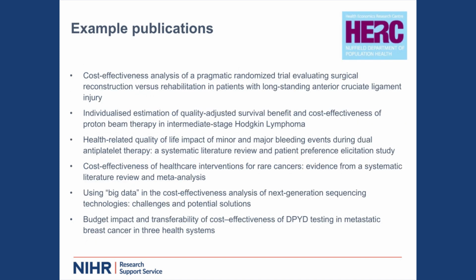So here's a few example publications from the Health Economics Research Centre, where I'm based at the University of Oxford. And again, you can see there's many ways that health economists might be contributing to research work. We've got a cost effectiveness study alongside a trial. We've got quality adjusted survival and cost effectiveness here. Again, looking at health related quality of life. We've got literature reviews and meta-analyses of cost effectiveness studies, looking at the challenges of conducting these types of evaluations, and a study looking at both the affordability, the budget impact, and the cost effectiveness of new treatments.